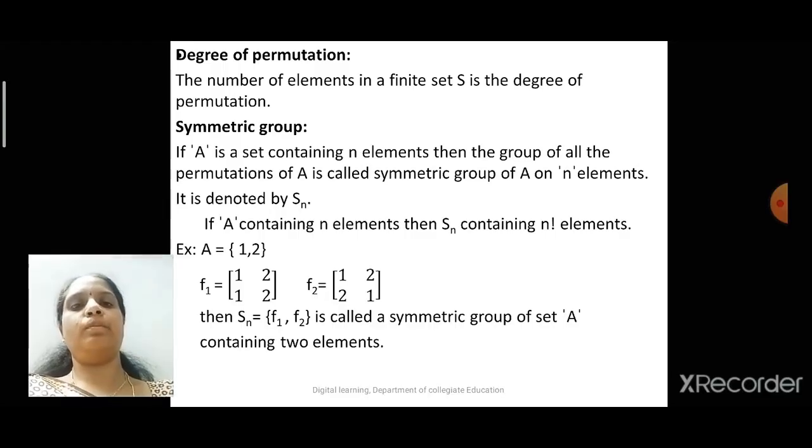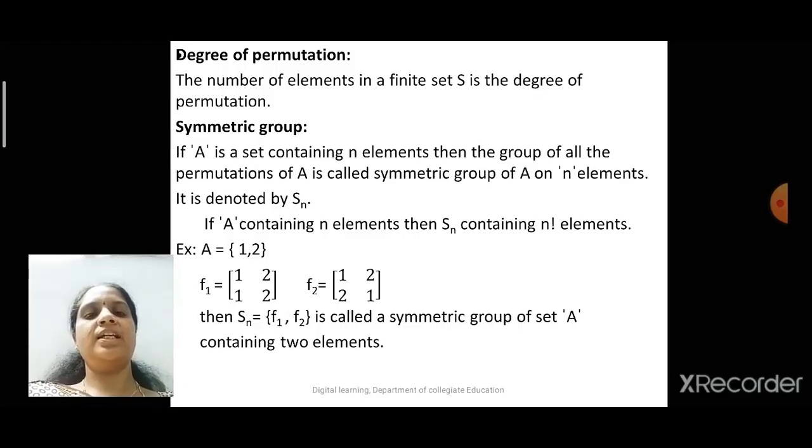Next, let us explain the symmetric group. Let A be a set containing n elements. Then the group of all the permutations of A is called the symmetric group of A on n elements. It is denoted by Sn. So if A contains n elements, then Sn contains n factorial elements.